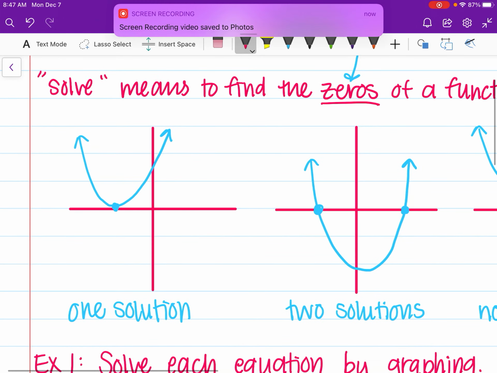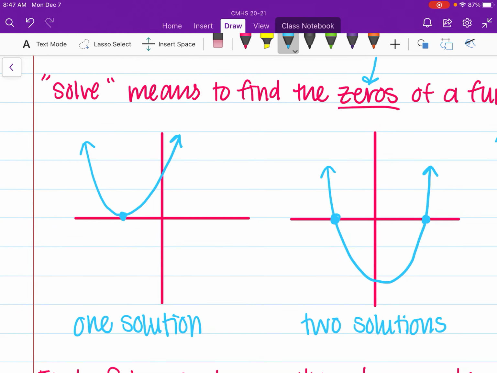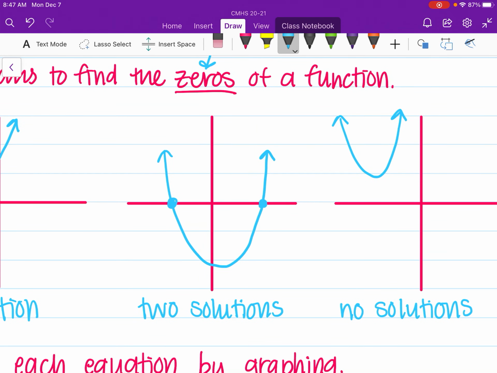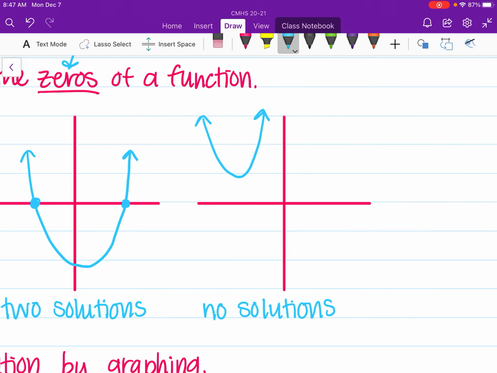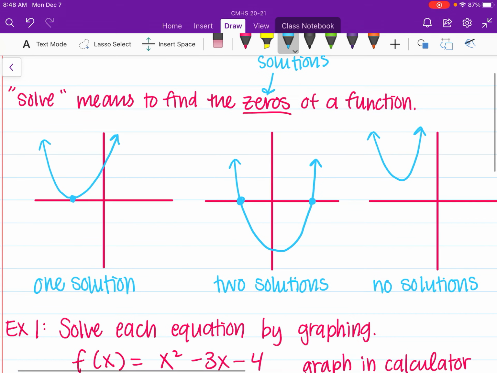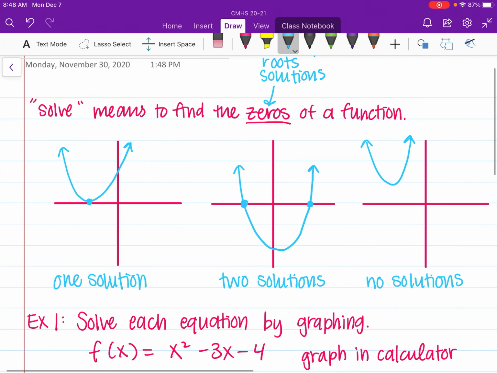So let's go ahead and take a look at this first example. This one has one solution, one x-intercept, because it barely just touches the x-axis there. This one definitely has two solutions. It crosses the x-axis 2 times. And this one over here has no solutions because it does not cross that x-axis at all. Okay, so if I showed you 3 different pictures and asked how many solutions each of these has, then you should be able to tell.